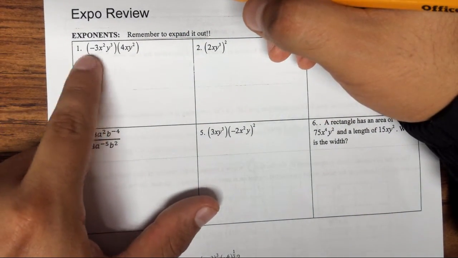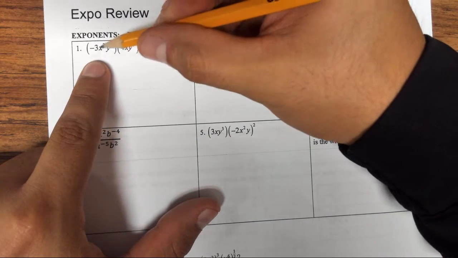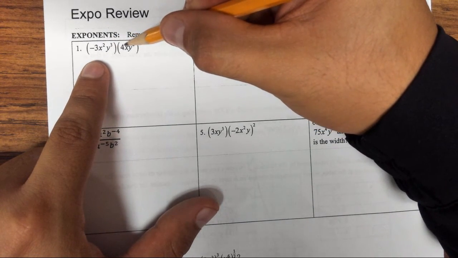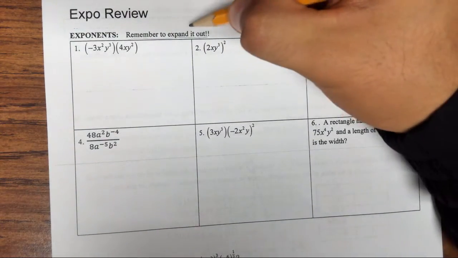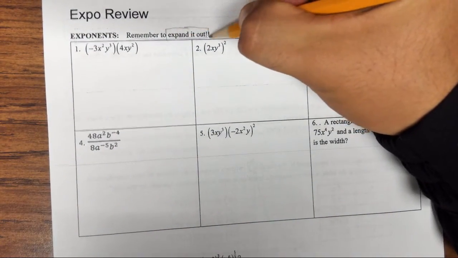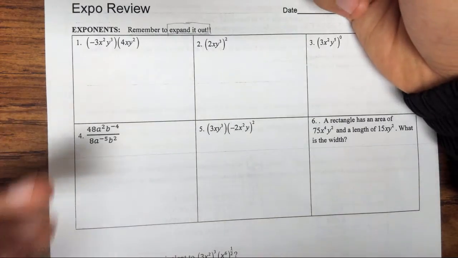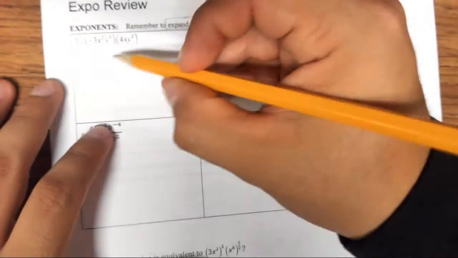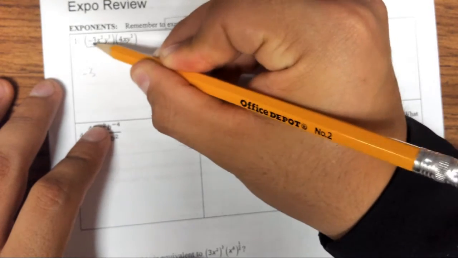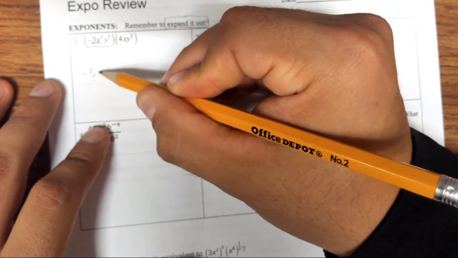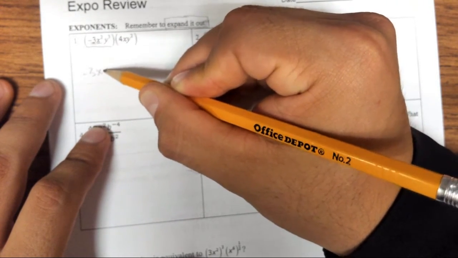So for the first one, we have negative 3x squared y to the third, and then in parentheses we have 4x y squared. So what I'm going to do first, I'm going to show you how to expand it out, which is always going to be your fallback in case you don't remember how to do something like this. To expand this first one out, it's just negative 3. Then it's x squared, which means that I have two x's.